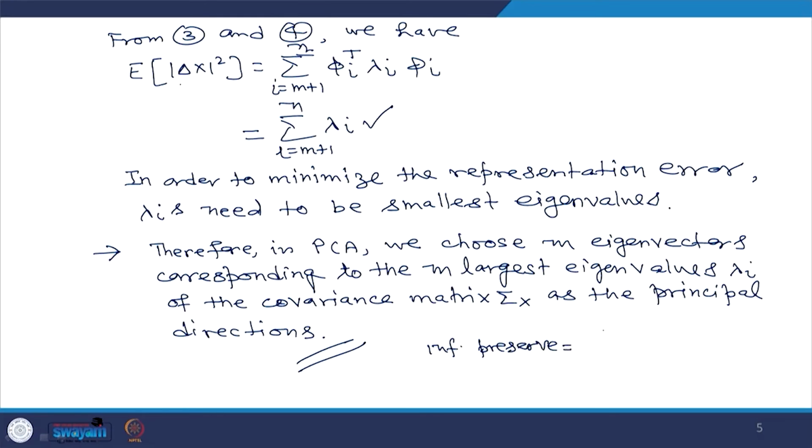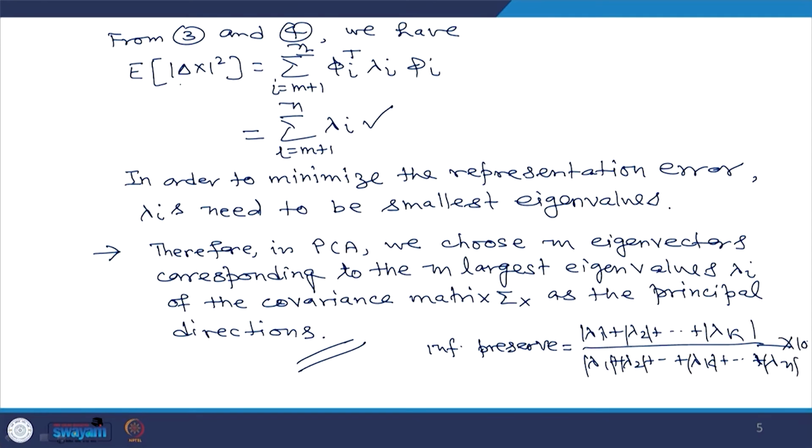So, information preserved is, if you are coming from n dimensional space to k, lambda 1 plus lambda 2 up to lambda k upon lambda 1 plus lambda 2 plus lambda k plus up to lambda n, and all are absolute values, into 100. That will give you the percentage of information preserved in your data. Okay. So now let us take some example.